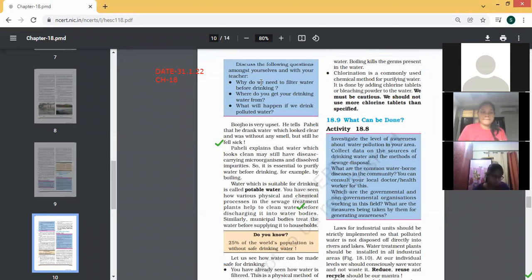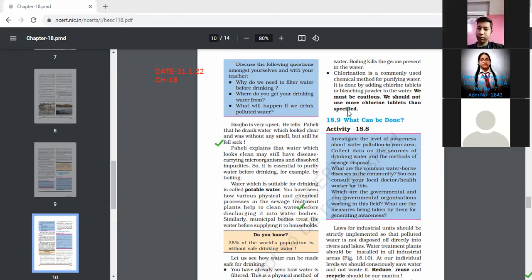There are a few questions before going further. Why do we need to filter water? Everybody is using a filter at their home. What is the need of using filters? Where do you get your drinking water from? What will happen if we drink polluted water? So I think you can give the answers to these three questions. Can I have the answers from your side? Why do we need to filter water? Kindly raise your hand and give me the answer.